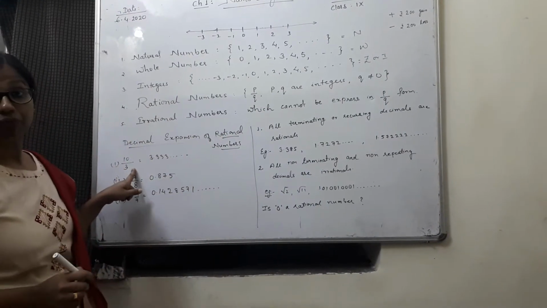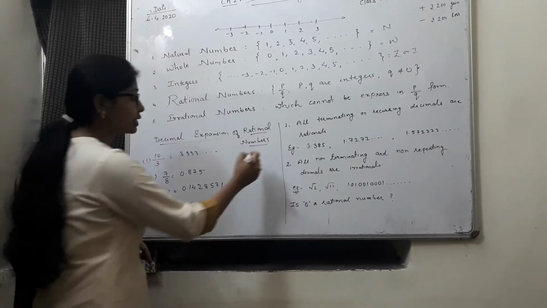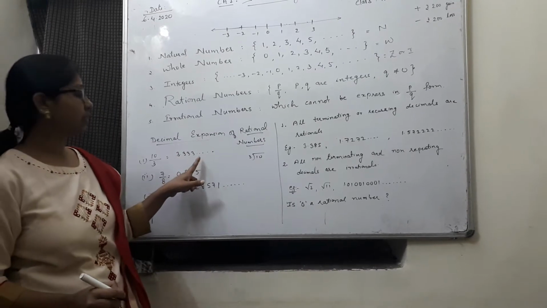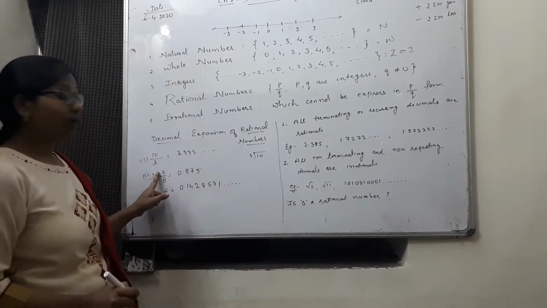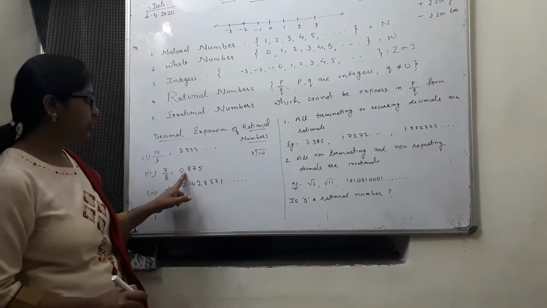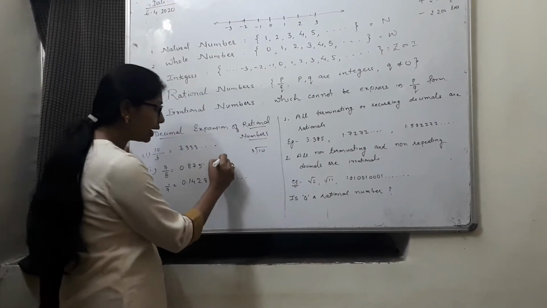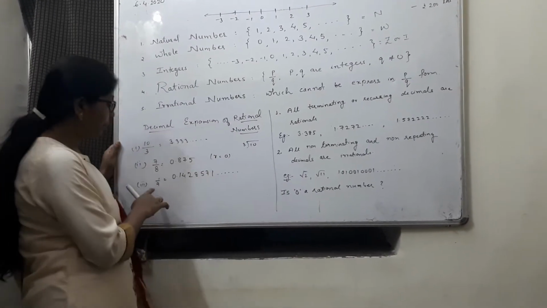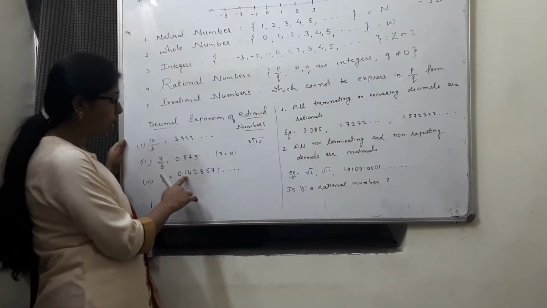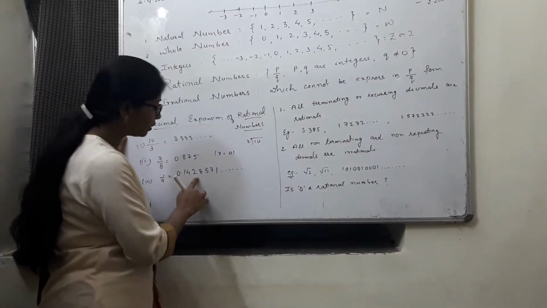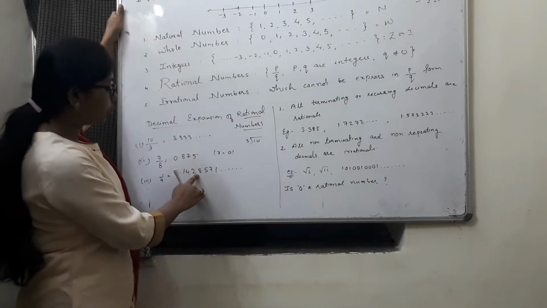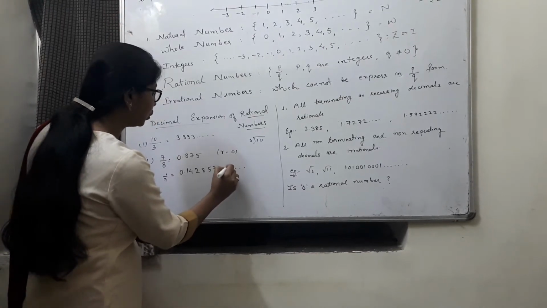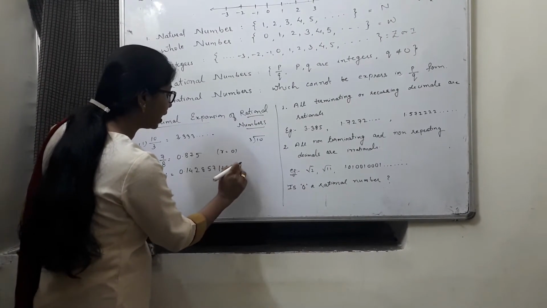Take 10 by 3. When you find its decimal expansion by dividing, you will get 3.33 recurring. While for 7 by 8, the answer is 0.875. Here we find the remainder is equal to 0. But for 1 by 7, we get 142857. Again after 7, it will repeat 142857 and so on.